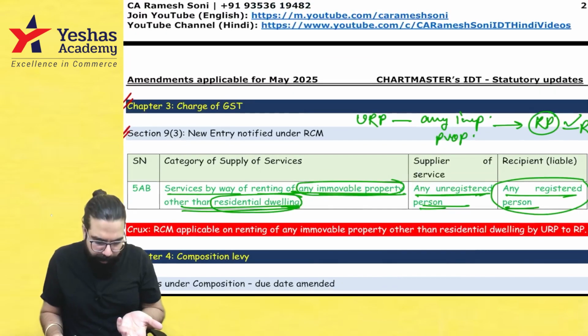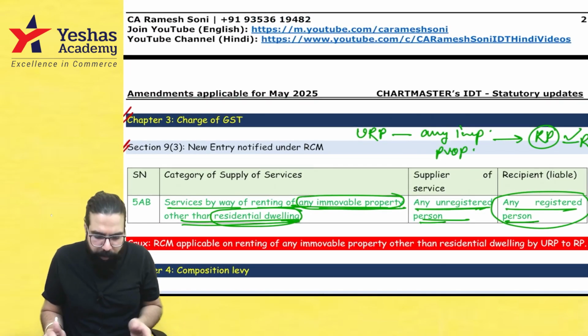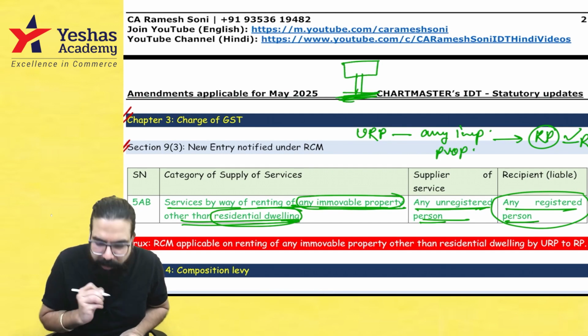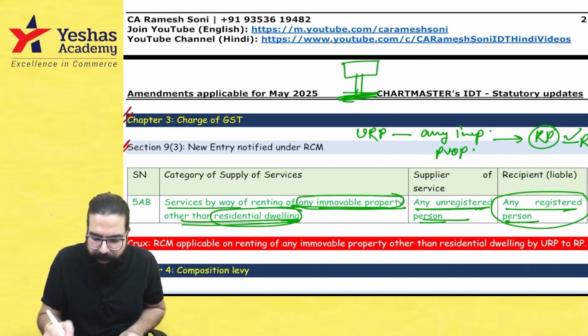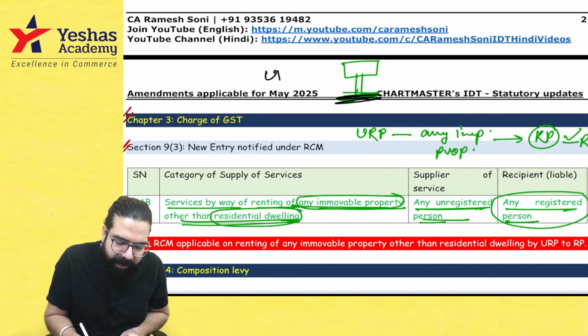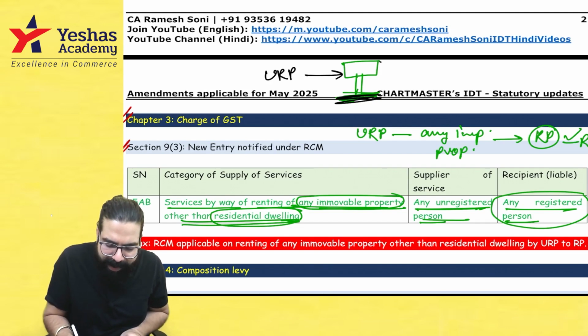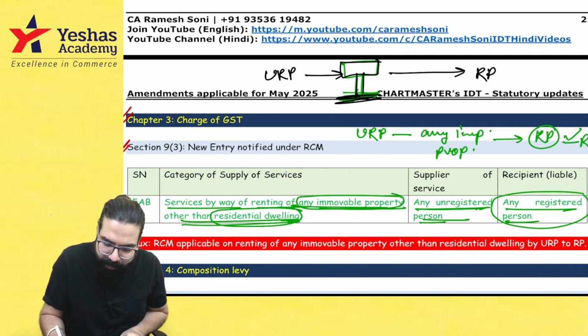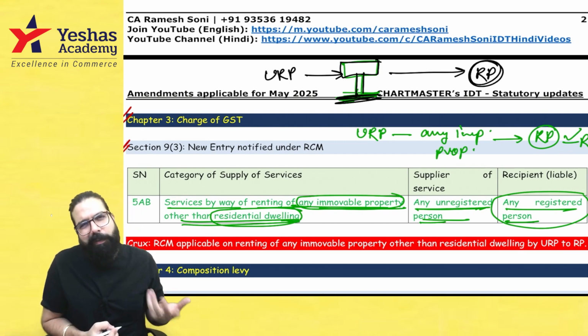I'll give you one more example. Renting of immovable property. You know hoardings will be there. Hoardings are attached to the earth, correct? Now, hoardings are immovable property. If there is an unregistered person who has a hoarding on his land, attached to the earth, it's an immovable property. Now, I am a registered person and he has given it to me on rent.